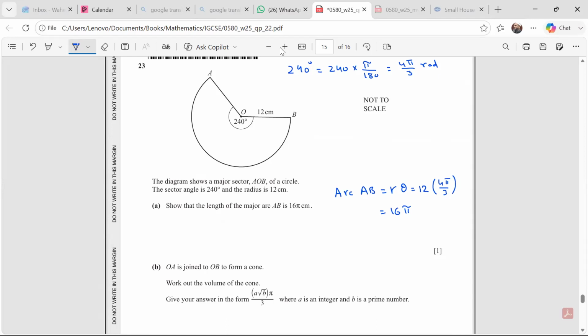OA is joined to OB to form a cone. So this whole line OA is joined with the OB line. So you can imagine that it will become a 3D figure now. It will become a cone, so it will be a cone like this now.